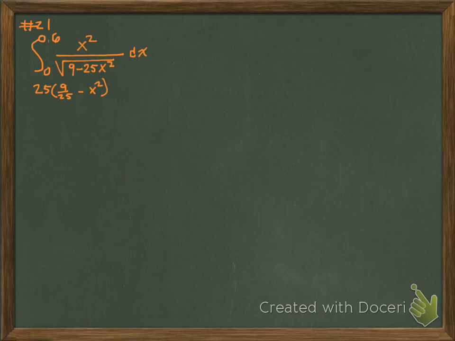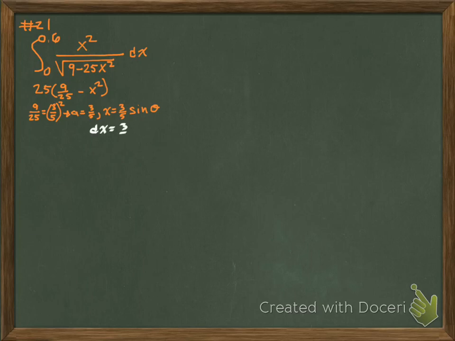So we factor out that 25 because we need a 1 in front of the x squared. Then we see that 9/25ths is the same as (3/5) squared, which implies our a is 3/5. So we fit our x with our a sine theta. Because we had the constant in front of the x squared, that's how we chose our substitution.